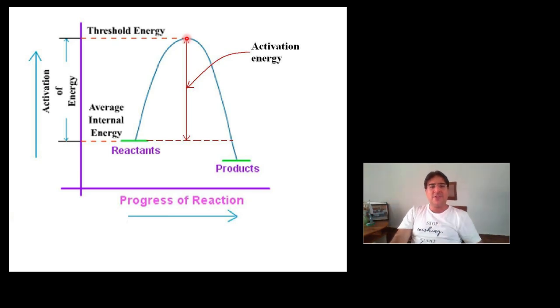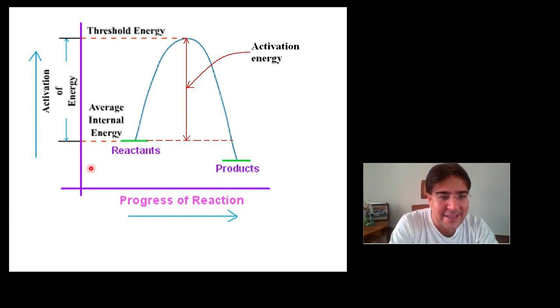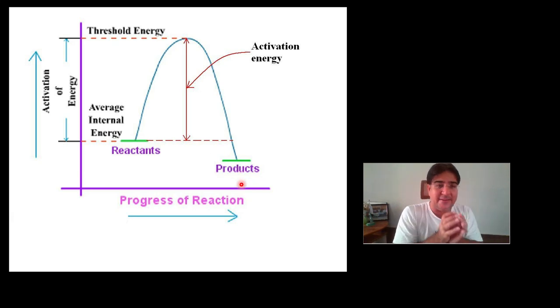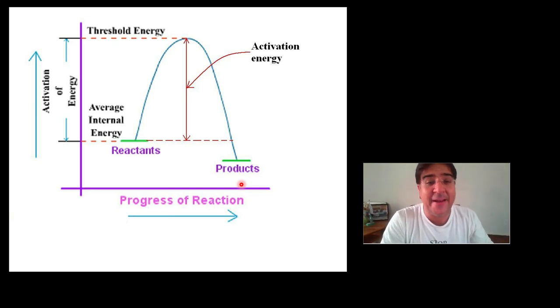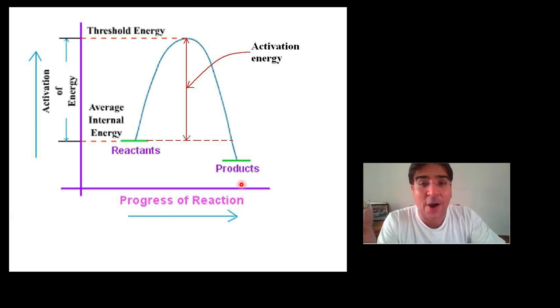And did you observe something, my dear fellows? The reactant's energy was 20. See that? It's 20. But the product is only 10. It means the reactant began with 20 kilojoule per mole and the product with 10. It means that 10 will be released. This is an exothermic reaction.